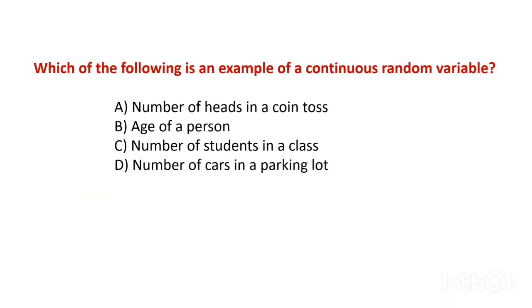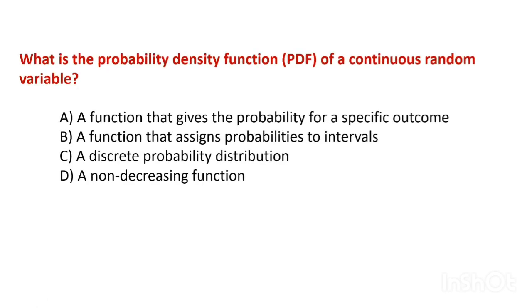Which of the following is an example of a continuous random variable? Age is a continuous random variable because it can take any real value within the range. For example, 25.5 years lies between 25 and 26. Correct answer is B, age of a person.